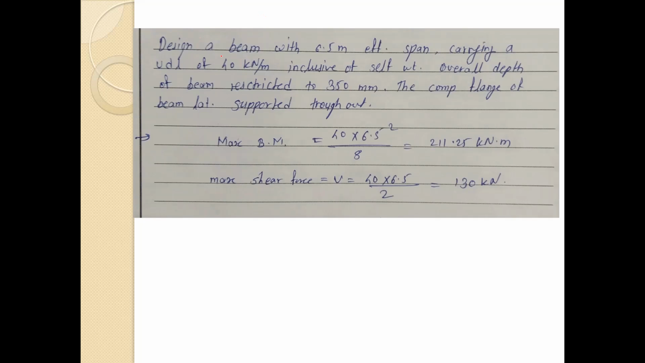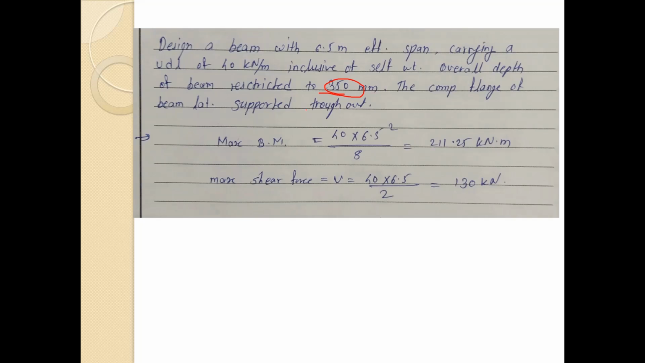Now design a beam with 6.5 meter effective span carrying a UDL of 40 kN per meter inclusive of self-weight. Overall depth of the beam is restricted to 350 mm. See, here there is a restriction on the depth, so that's why we are going for the built-up section. The compression flange of the beam is laterally supported throughout.